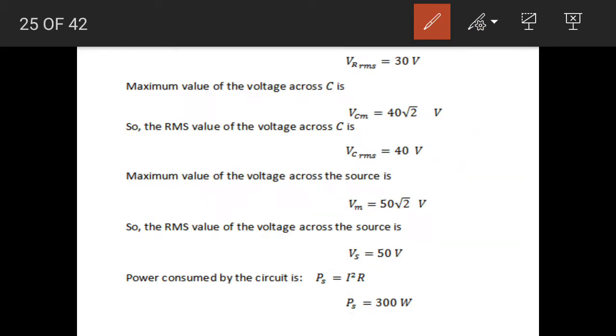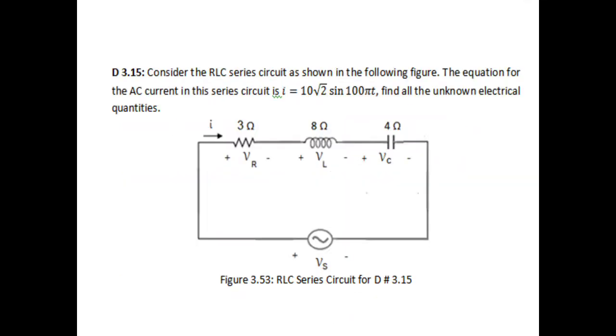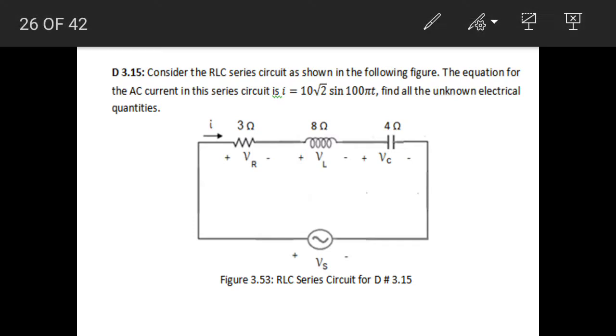Let us do another numerical example. So we consider RLC series circuit now. The resistance of this series circuit is 3 ohm. The inductive reactance is 8 ohm. The capacitive reactance is 4 ohm, and the RMS value of the AC current in this particular series combination is known, which is 10 under root 2 sine of 100 pi t.